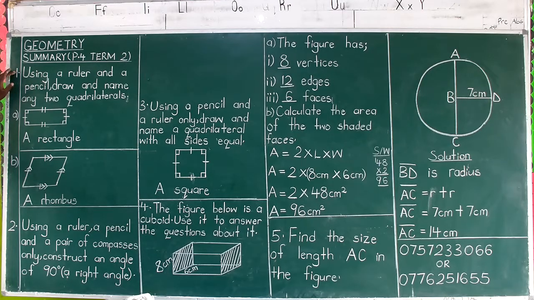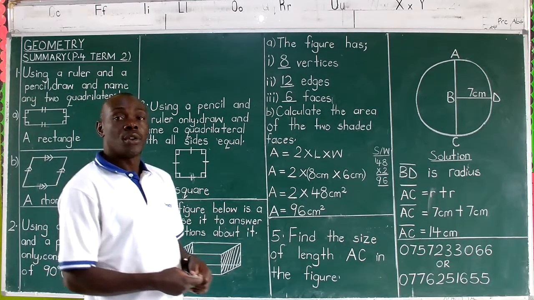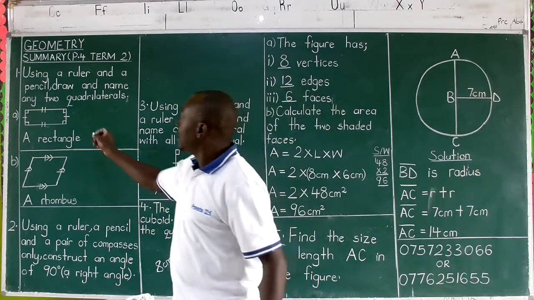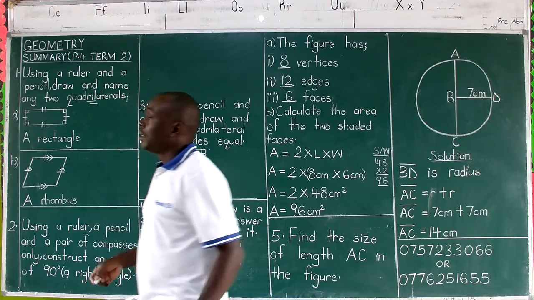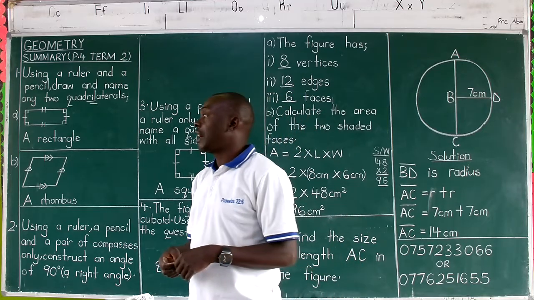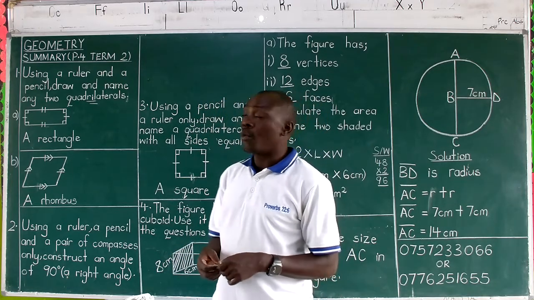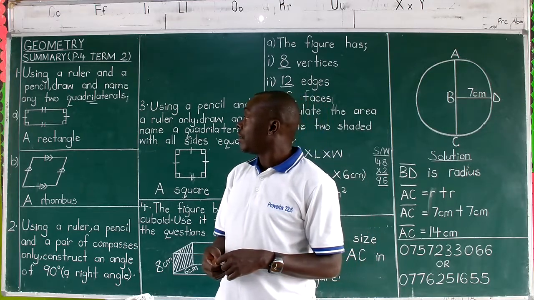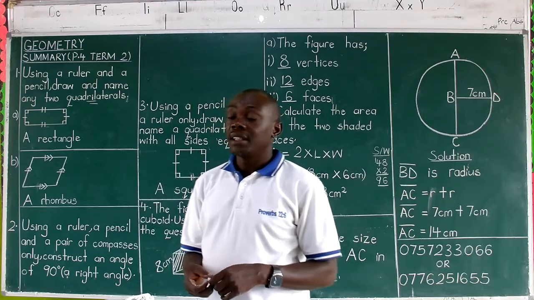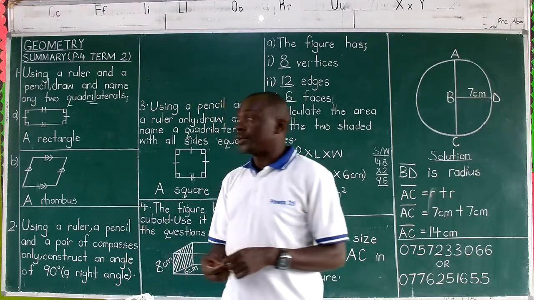Now, number 1 reads: using a ruler and a pencil only, draw and name any two quadrilaterals. We said a quadrilateral, like the name is written, is any four-sided polygon. Any four-sided figure or polygon is known as a quadrilateral. So here you're required to choose among the 6 quadrilaterals we look at in primary and draw any 2 quadrilaterals.